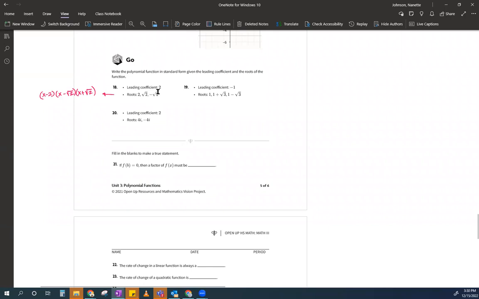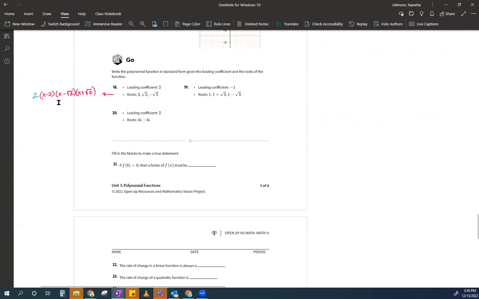Right. And then they give me this leading coefficient of 2. Ms. Johnson, where does that leading coefficient of 2 go? It goes all the way in front. It's a leading coefficient, right? So I'm going to stick him all the way out in front. Okay, now what do I do, Ms. Johnson? Then you just multiply out and you're done. That's it? Yeah.